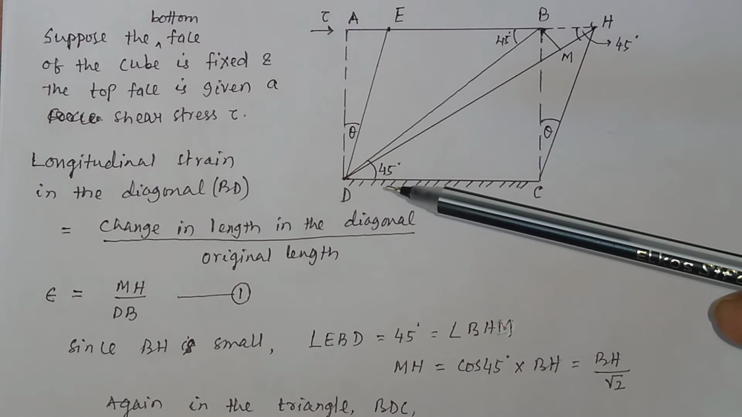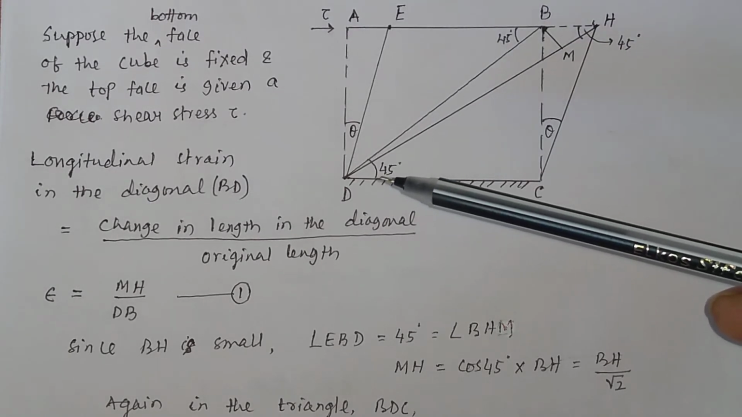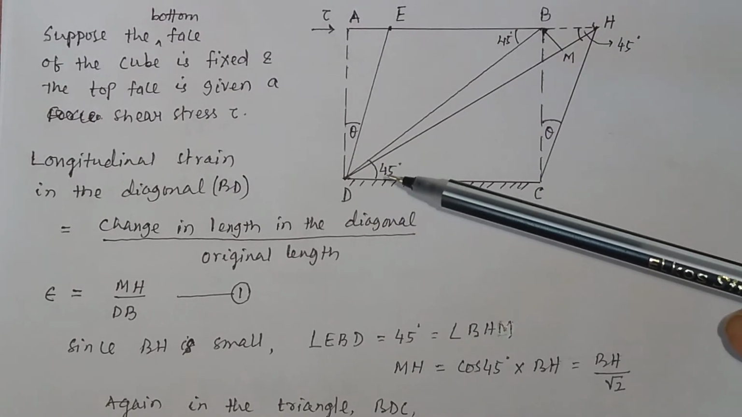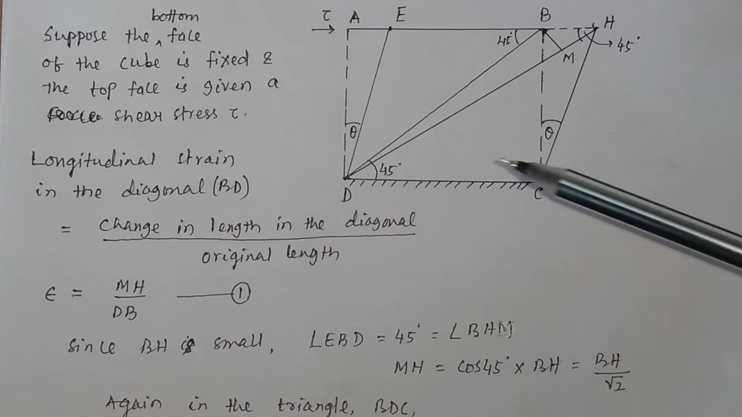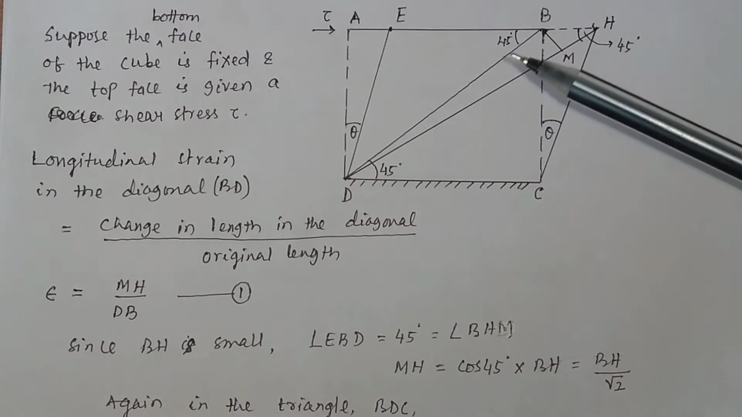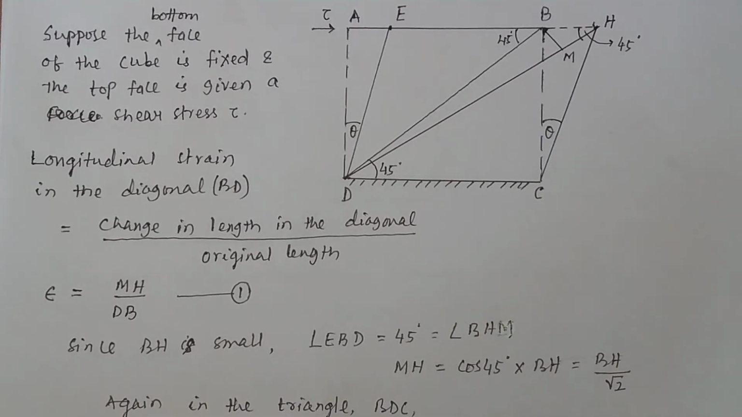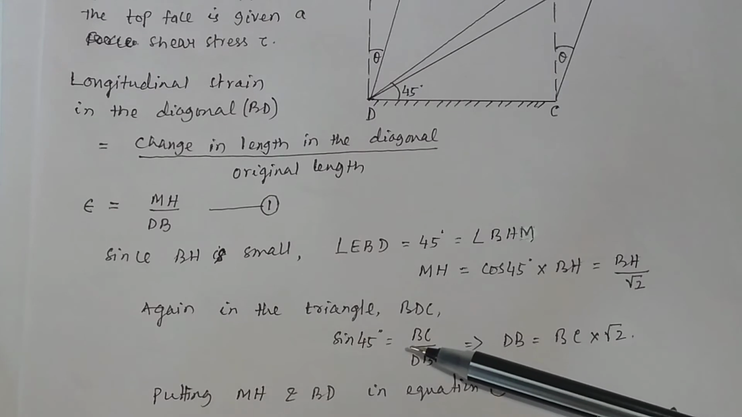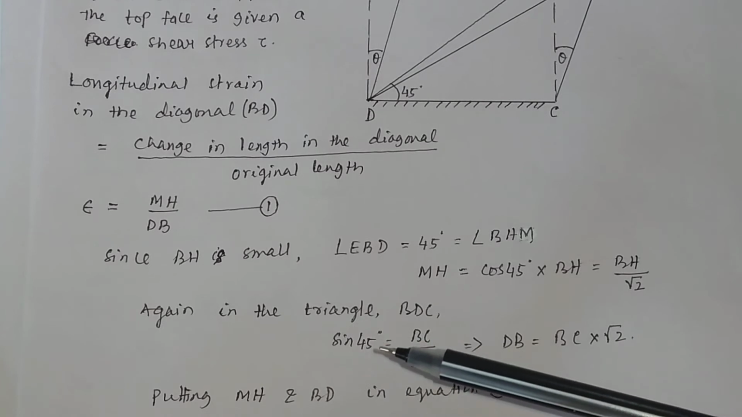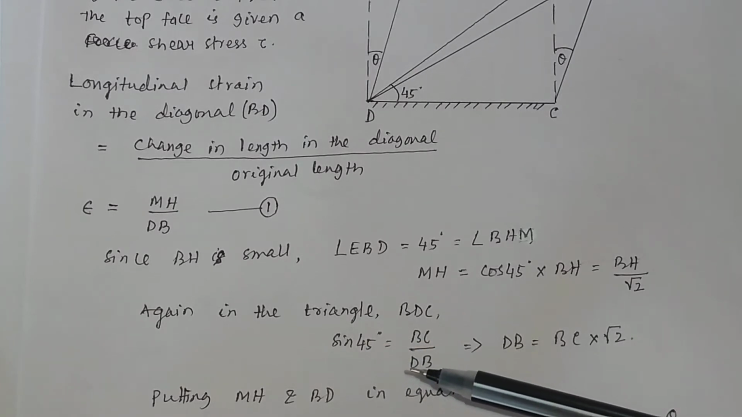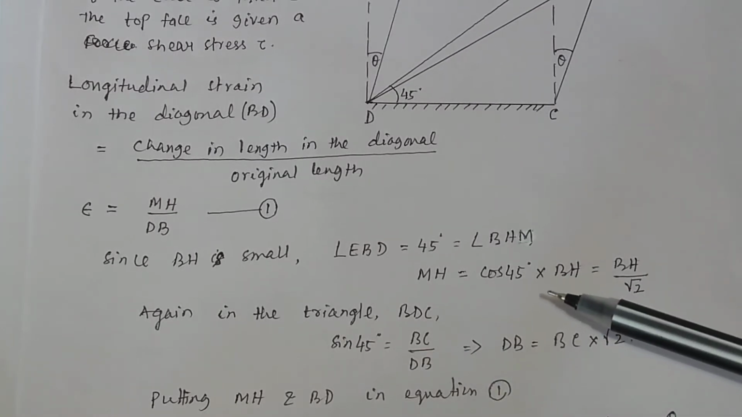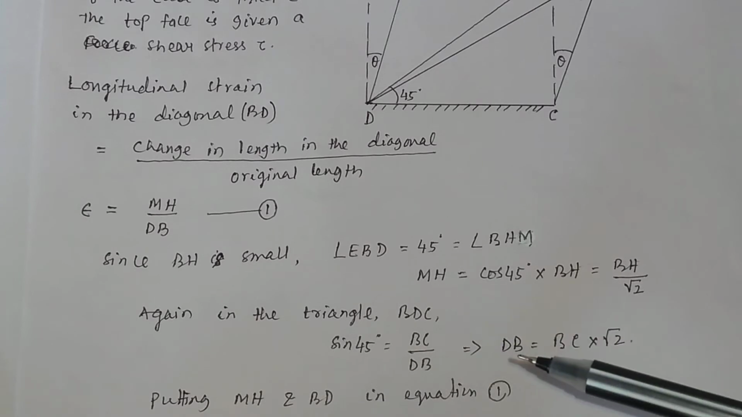So now in the triangle BDC, sine 45 degrees will be equal to BC divided by DB. So DB will be equal to BC into root 2. Sine 45 degrees is 1 by root 2, so DB will be equal to BC into root 2. Now you substitute the value of MH and DB in equation 1.